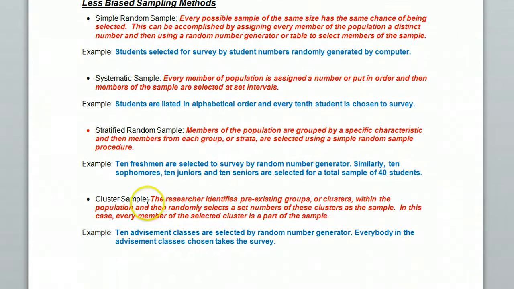And then finally, there's cluster. All right, that's when I'm picking whole groups at a time. Not just a few of each group, but whole groups. For example, if I went through the school and I picked 10 classrooms to survey, 10 whole classes, I would pick those classes at random. So I would still have that, but it would be a cluster if instead of picking, let's say, 5 kids from each class, I picked 5 whole classes. All right, so that's a review of the sampling methods.